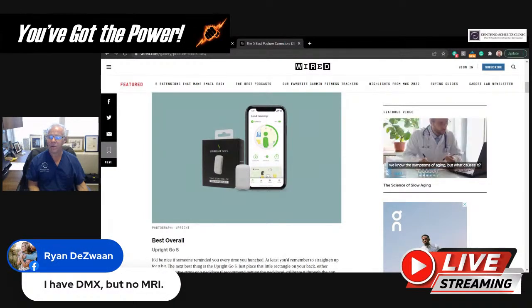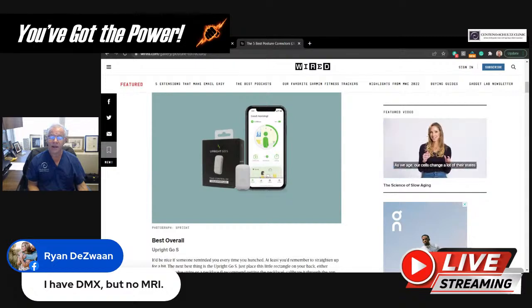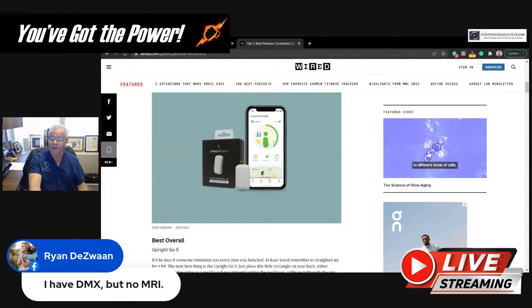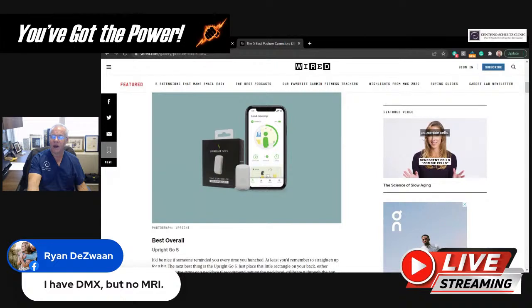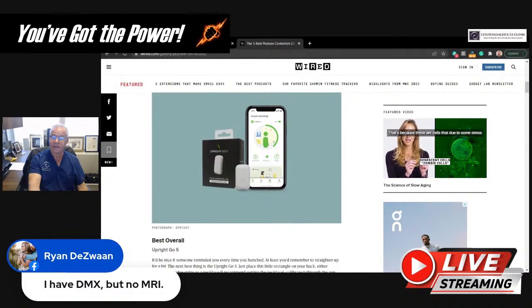Ryan says: I have DMX but no MRI. Yeah, Ryan, so you can probably then move forward. We can see on DMX whether or not you have craniocervical instability. At some point, we'll need to get an MRI, more just to make sure there's nothing crazy that we need to know about. But when it comes to diagnosing CCI, the DMX would be best. So you're probably fine just like that.